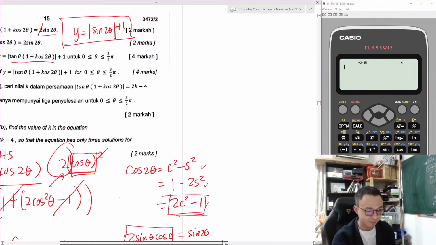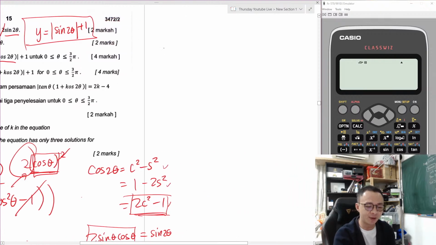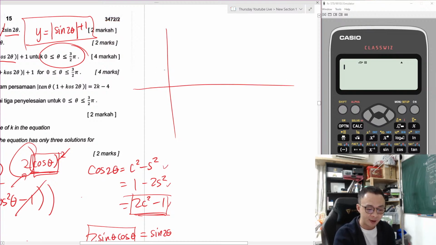Okay, so I want to sketch this one. They ask us to sketch until 3 over 2 pi only. I can show you, modulus sine theta is actually quite easy. Okay, this is 1. Then I will sketch sine 2 theta, which basically means 2 cycles in 2 pi, isn't it? So I will sketch 1 cycle, this one at pi, and then 1 more cycle.